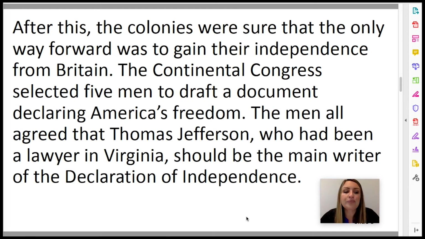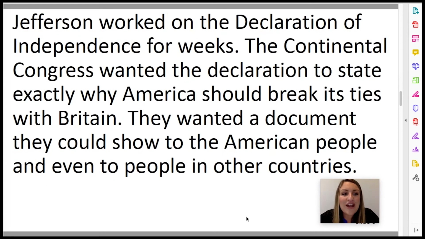All right, boys and girls, let's keep reading. Jefferson worked on the Declaration of Independence for weeks. The Continental Congress wanted the Declaration to state exactly why America should break its ties with Britain. They wanted a document that they could show to the American people and even to people in other countries. How long did Jefferson work on the Declaration of Independence? Yes, many weeks. And what did the Continental Congress want the document to do? Remember, this was one of the things we were listening for today as we read.